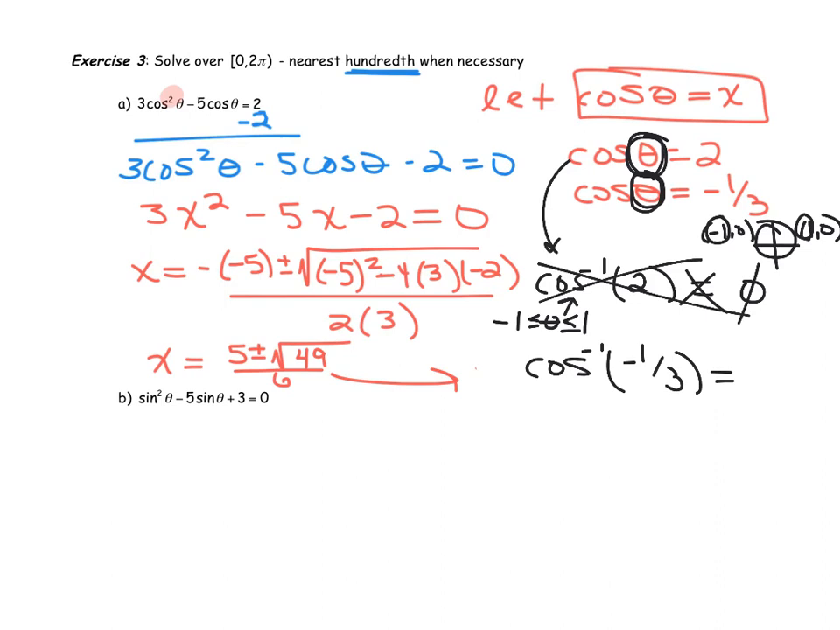Cosine inverse of negative 1/3, I'm just going to type that in the calculator, and I did this in radians, so make sure you're in radian mode. I got 1.91.